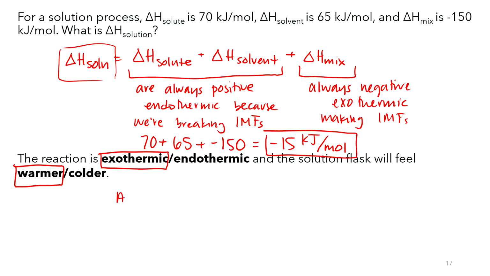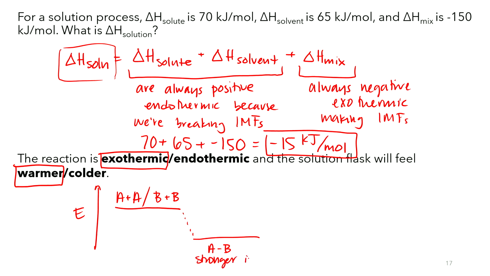Okay, so A plus B. I feel like my mic just quit there. So that would be beforehand. When I mix them, now I have A, B, and it's lower in energy because these are stronger interactions. So that's my drop in potential energy, right? This is higher potential energy, and now we're at lower potential energy. We cannot create or destroy energy. That is the law of conservation of energy. So that difference is what is released as heat, and that's why it feels warm.